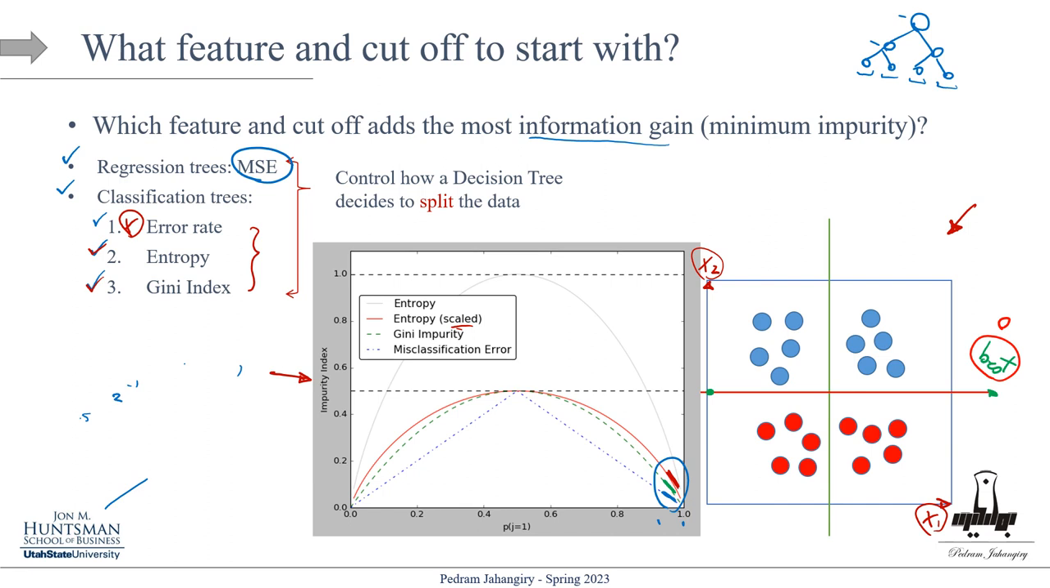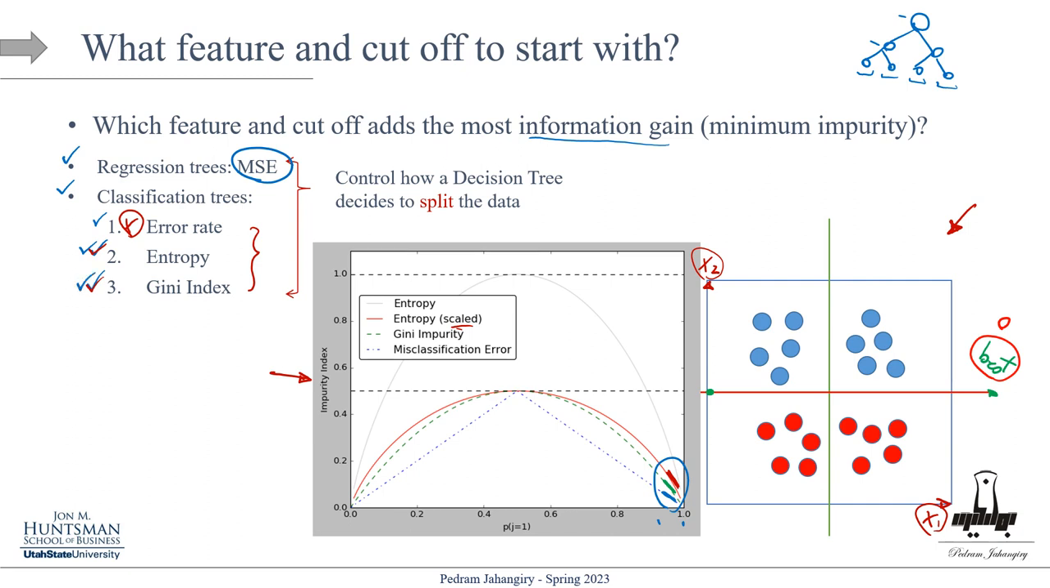The next one is the blue one. So we know that entropy is more sensitive to these changes. So that's why we prefer entropy and Gini over misclassification. Again, because misclassification error is not that sensitive to those changes, right? So the answer is going to be either cross entropy or the Gini index.